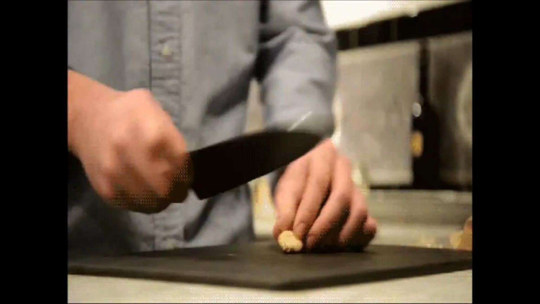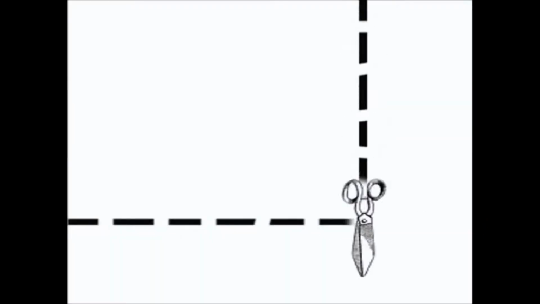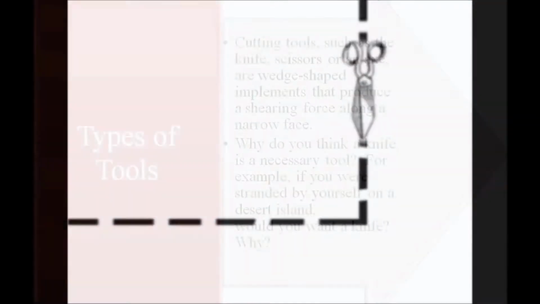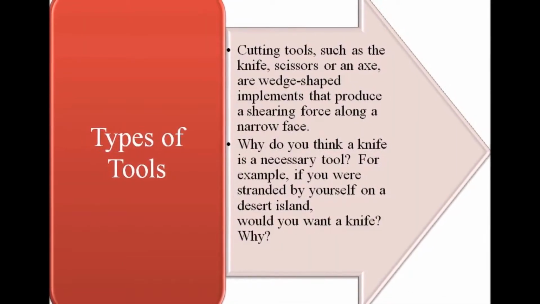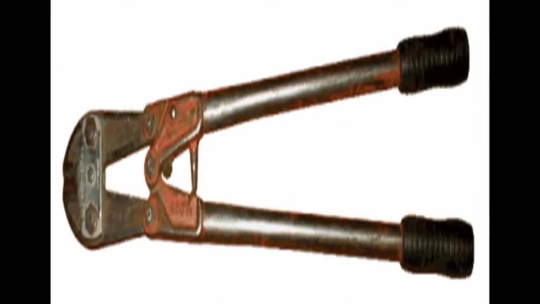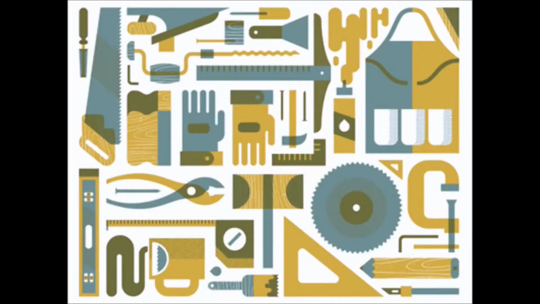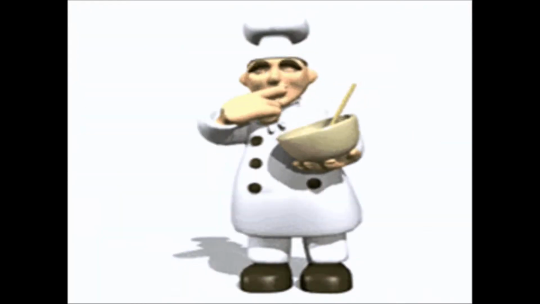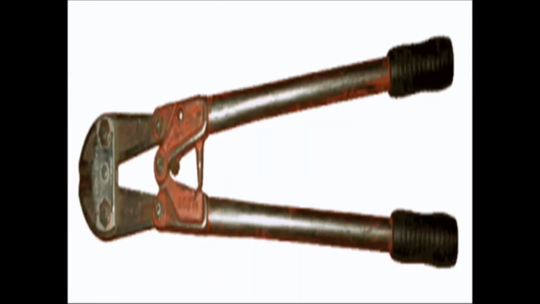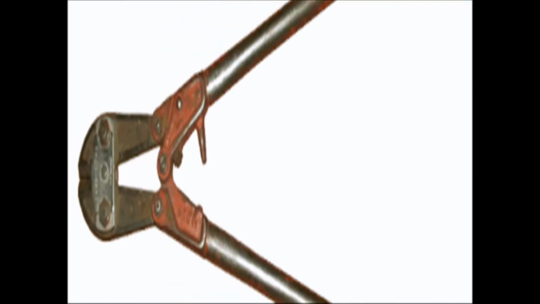Types of tools. Cutting tools such as the knife, scissors or an axe are wedge-shaped implements that produce a shearing force along a narrow face. Why do you think a knife is a necessary tool? For example, if you were stranded by yourself on a desert island, would you want a knife? Why? Discuss. Would you need a knife to make a shelter? Would you need a knife to help with your food? What other kinds of things would you be able to do with a knife?